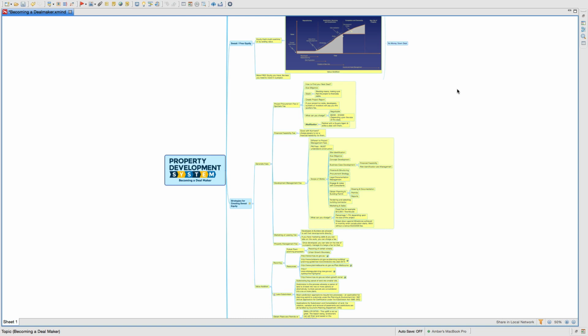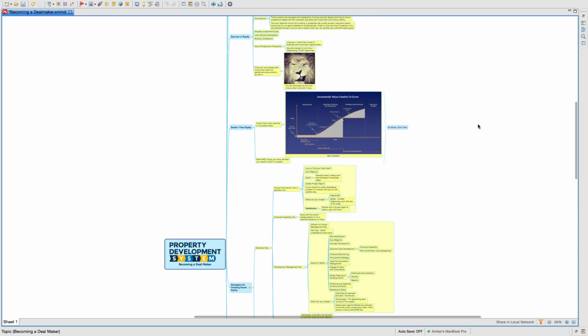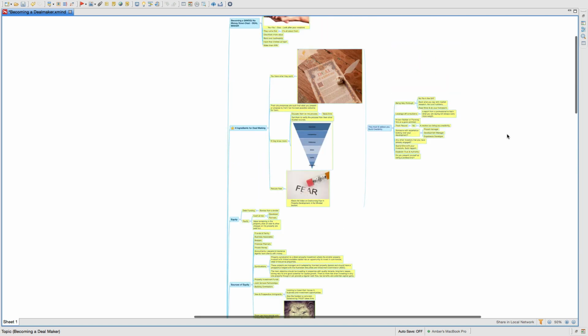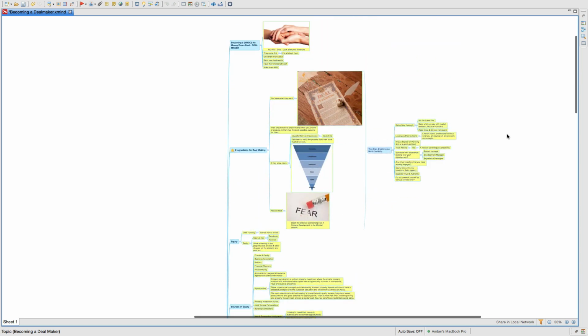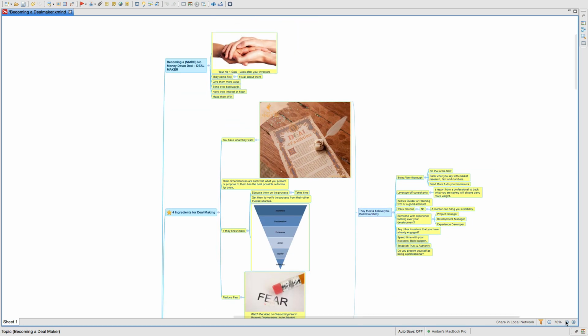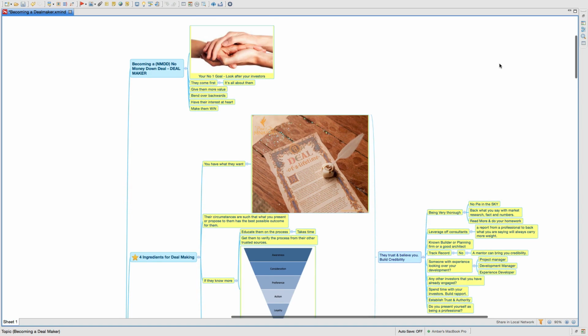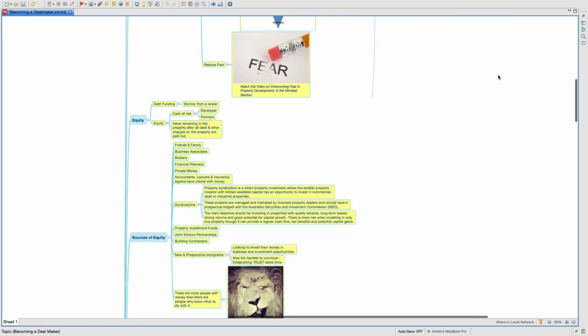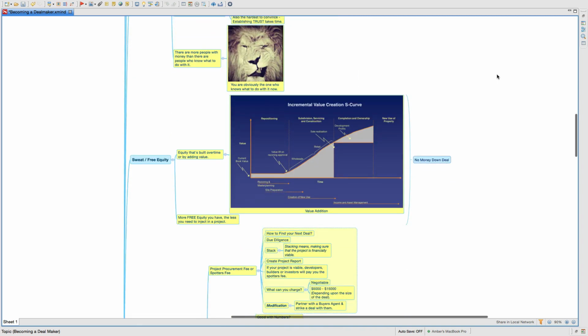Okay, becoming a deal maker. Now, this module is fairly extensive in the sense that not only do I discuss what you need to do, I also discuss all the various types of strategies that you can use in order to put a no money down deal together.